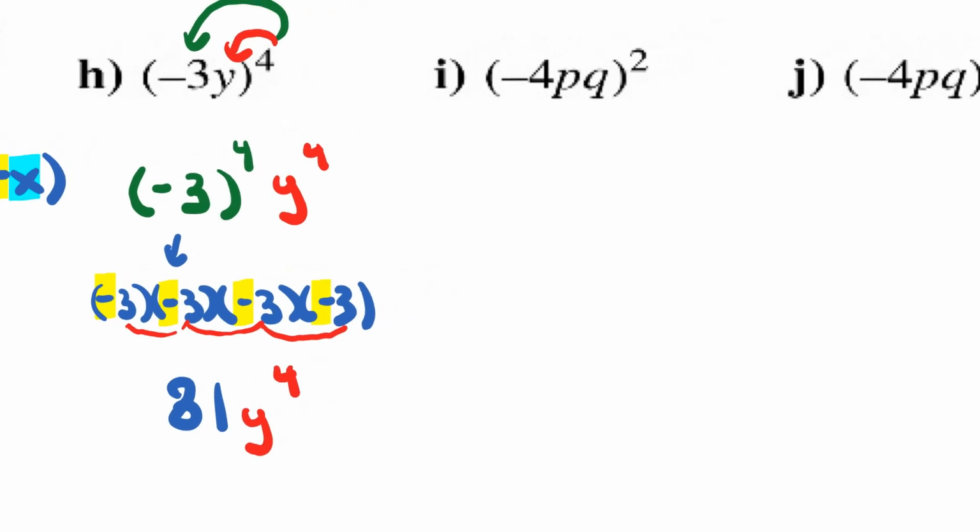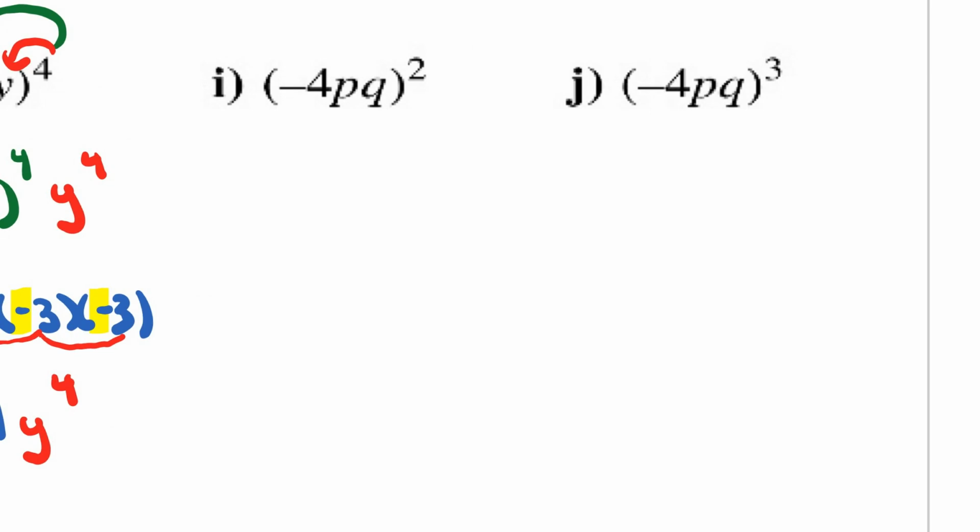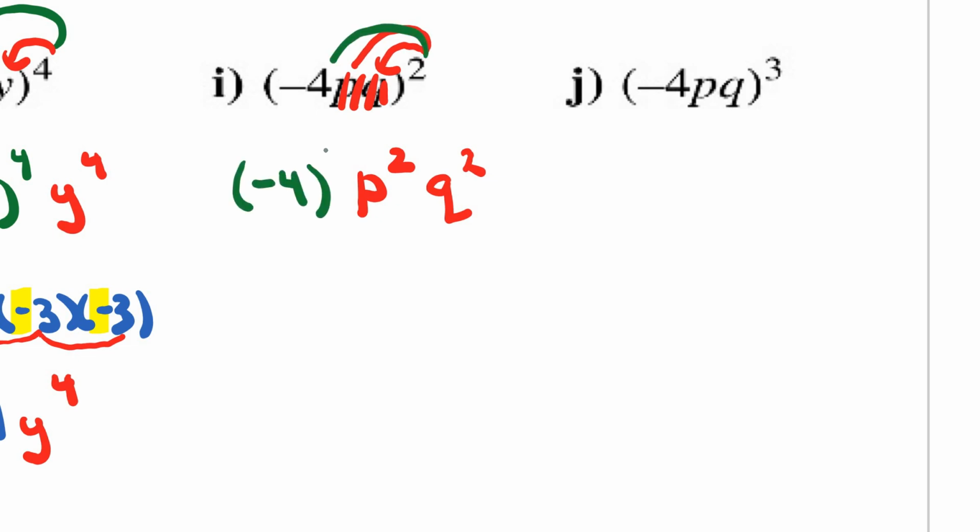Okay, let's see if we can apply that concept to letter I now. So if I just go backwards here, this would be q to the power of 2. And then if I go backwards again, that will be p to the power of 2. And then if I get rid of all those variables, I have the negative 4, and that's being raised to the power of 2. So negative 4 to the power of 2 is negative 4 times negative 4, which is 16. And then I have the p squared and then the q squared.